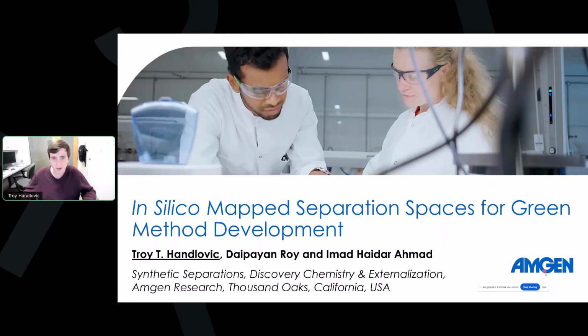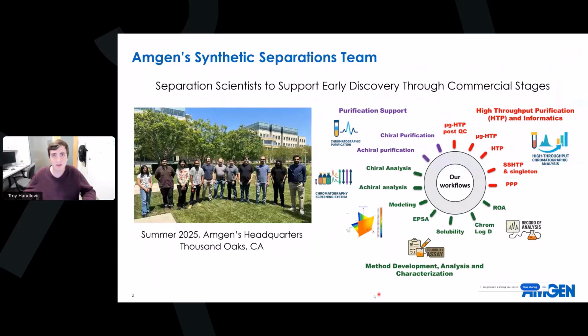Okay, so I'm a member of Amgen's synthetic separations team, which is a group of separation scientists, and we support all small molecule separation science from early discovery through discovery, which is where we spend the majority of our time, and then all the way through commercial stages on special projects. On the left, you see our most recent group photo from this summer, taken at our headquarters in Thousand Oaks, California.